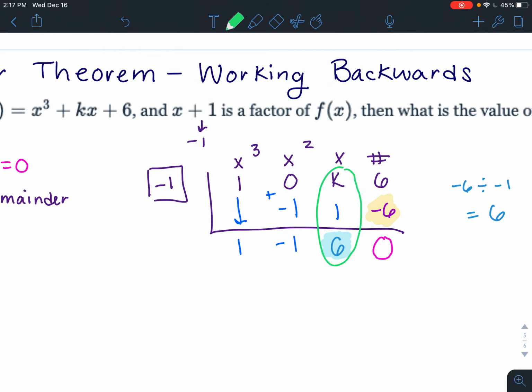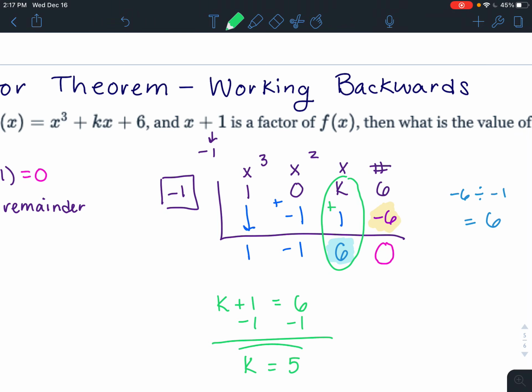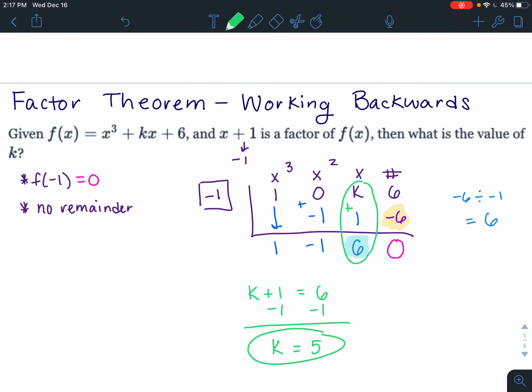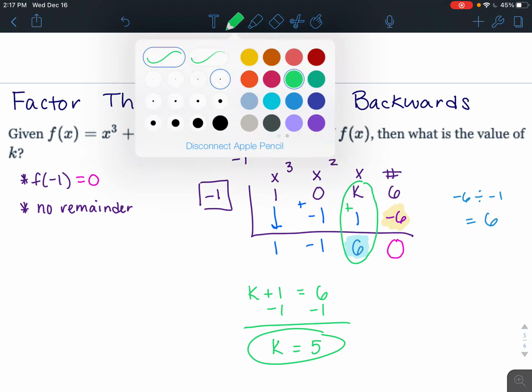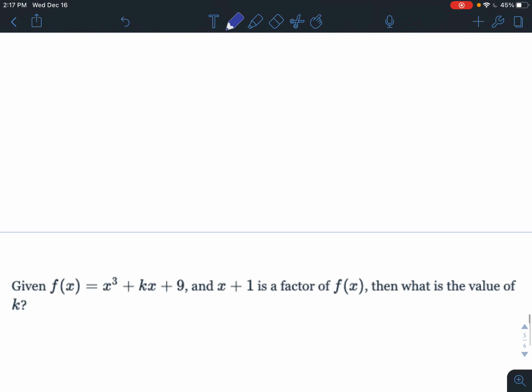So then I have this information to work with. In synthetic division, to get the number under the line, I have to add down the column. So that tells me that k plus 1 is equal to 6. If I solve for k, then k has to equal 5. So our missing value of k is 5. We're going to do one more problem like that.